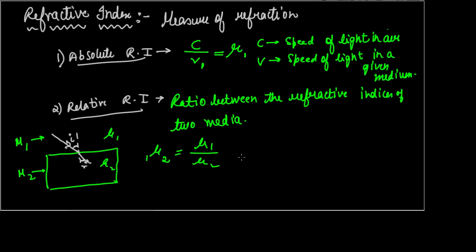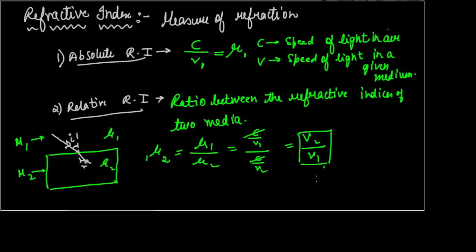Now if you write this in terms of absolute refractive index, you will get the speed relation also. Mu1 is equal to C by V1 and mu2 is equal to C by V2, that is the speed of light in medium 1 and speed of light in medium 2. Your C and C get cancelled, you get V2 by V1. So the refractive index of medium 1 with respect to 2 is equal to mu1 by mu2, which is equal to speed of light in medium 2 by speed of light in medium 1. That is the reciprocal of their speeds.